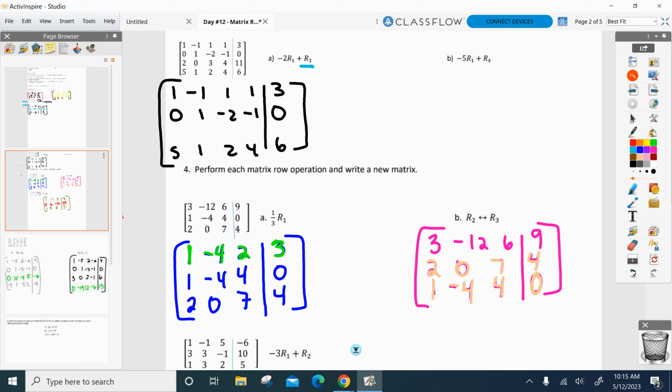And then what numbers go in row 3? The numbers you get by using this rule. So negative, ready? I'll do the first one here with you. Negative 2 times 1 plus 2. I'm multiplying row 1 by negative 2 and then adding what's in row 3 to it. And I should get a 0 out there.